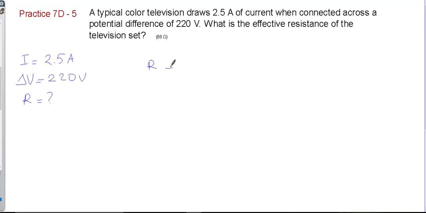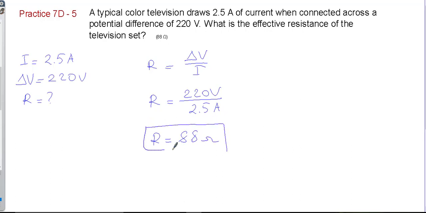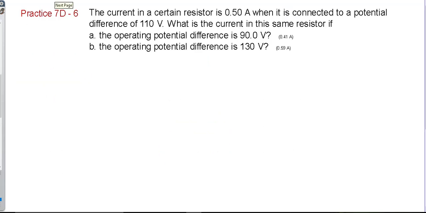So R is equal to delta V over I. If you remember, Ohm says delta V over I is constant. That's also called Ohm's law, it is equal to R. R is equal to delta V, 220 volt, divided by I, 2.5 ampere. Then when we divide it, we will see that R is around 88 ohm. That is the effective resistance of the TV.